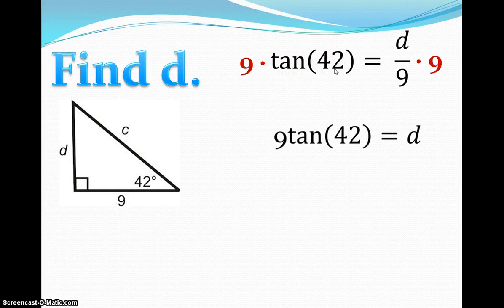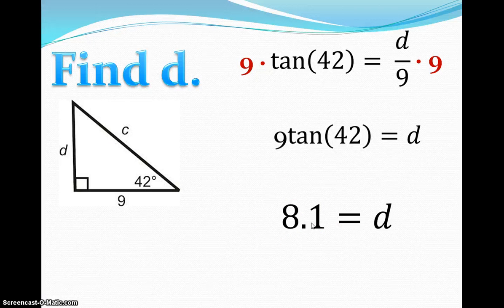And so what you're going to do is take out your calculator and punch in 9, and you don't even need to write the multiply, but you could do 9 times if you want to. But 9 tan, there should be a tan button in the middle of your calculator, so you're going to click that, and then click 42. All right, and then you can just hit enter, and that should give you that D was equal to 8.1.